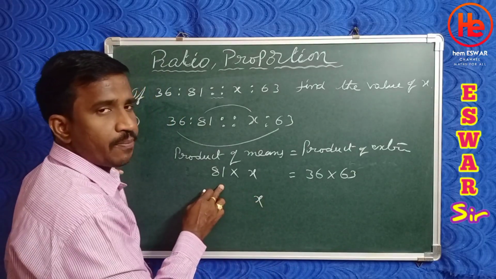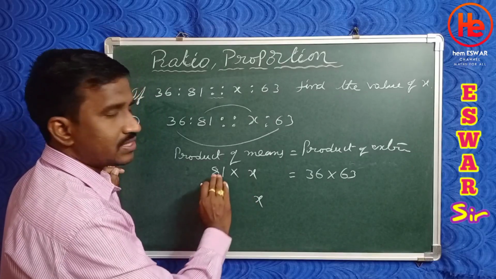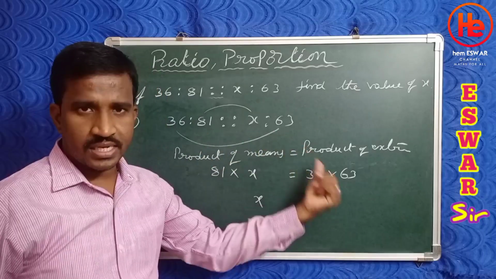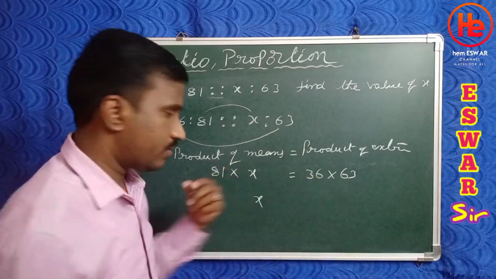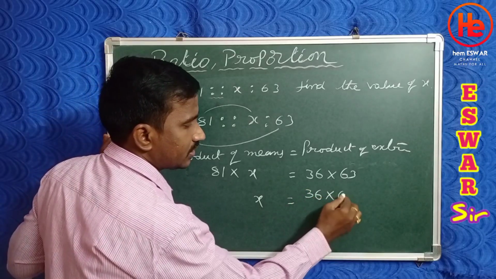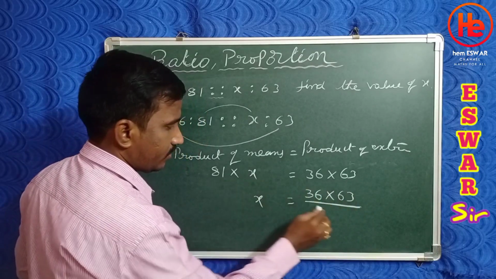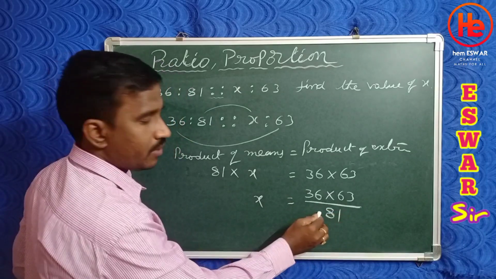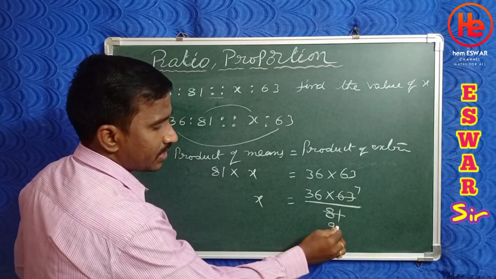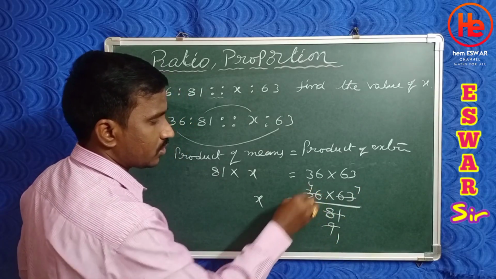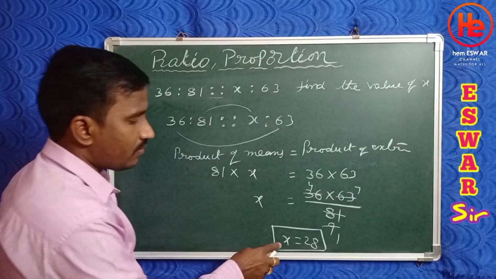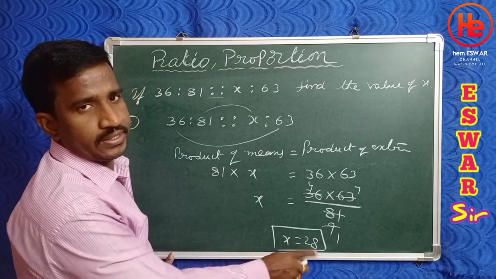But 81 is multiplying with x. That's why this 81 transfers to the RHS, and we divide the RHS terms. That's why here x is equal to 36 into 63 by 81. Now the ninth table: 9 9s are 81, 9 7s are 63. Again 9 1s are 9, 9 4s are 36. So next one, 4 into 7, 28. That's why the value of x will be 28.